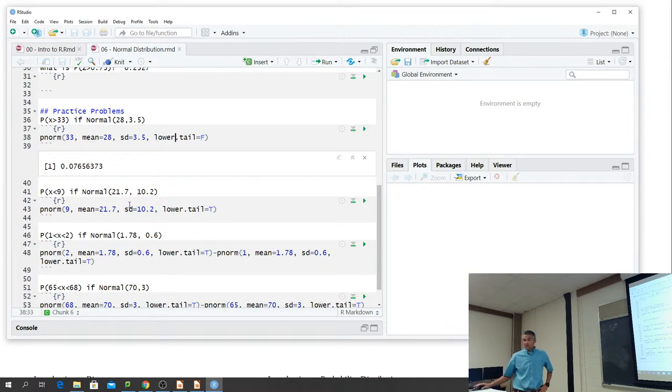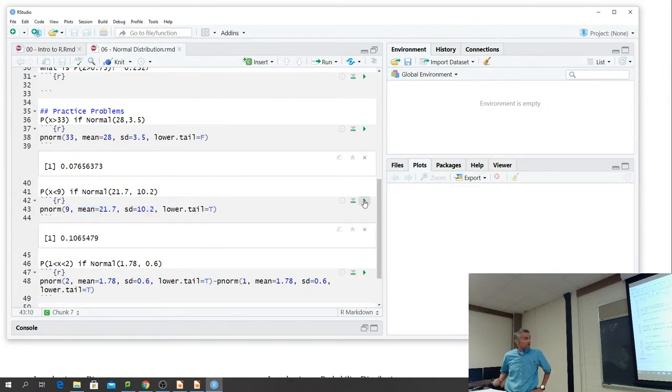Question two was the probability of getting a score less than 9. So we said P(X < 9). We're working with the normal distribution, mean 21.7 and SD 10.2. So there's our code, pnorm of 9. That's our X target. We have our mean and our standard deviation, and in this case we need lower.tail equals TRUE because we want the area to the left of that. Again, we drew the curve, looked at it, and identified it. So when we run it, I get 0.1065.